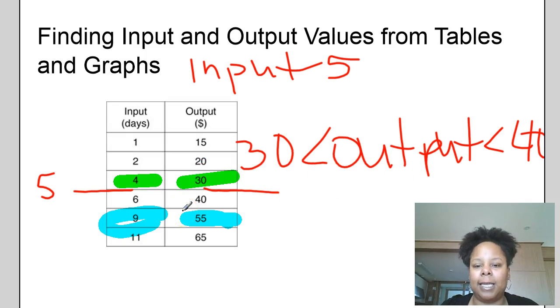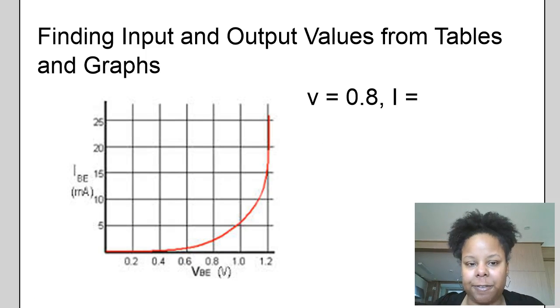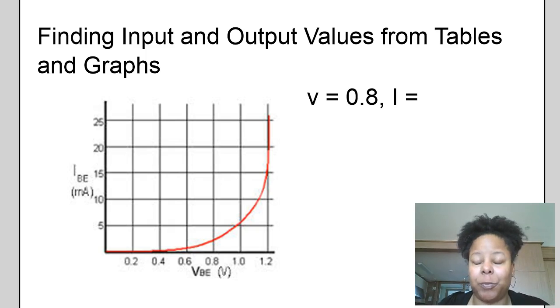So you can find the input and output from values that are in the table and values that aren't in the table. The only thing about values that aren't in the table is that you're going to get an estimation and not an exact number, unless you change the table so that it includes 5. Now it's a little easier to find that information from a graph than a table, because a graph has more information. You know, a picture is worth 1,000 words.